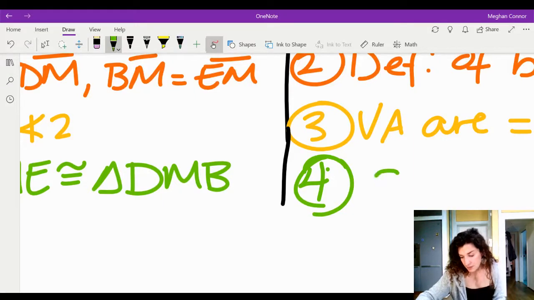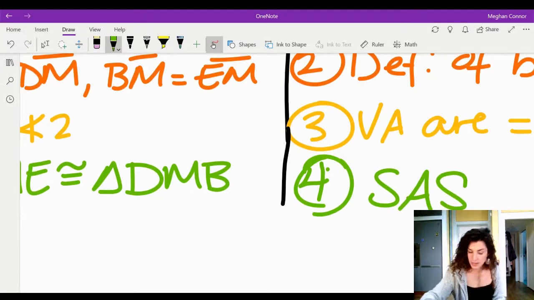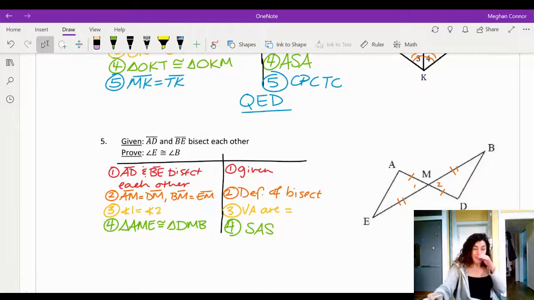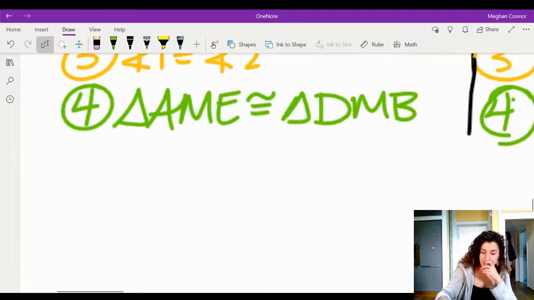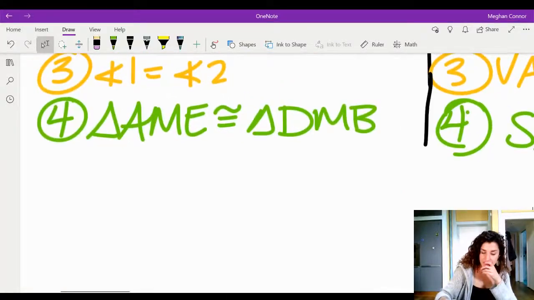Because of side, angle, side. But now that's not my final step. That's not my final stop in this proof. My final stop in this proof is to say that angles E and B are equal to each other. Now that we've proven that those are corresponding parts of these now proven congruent triangles, I can say that those are equal because of CPCTC, E and B.